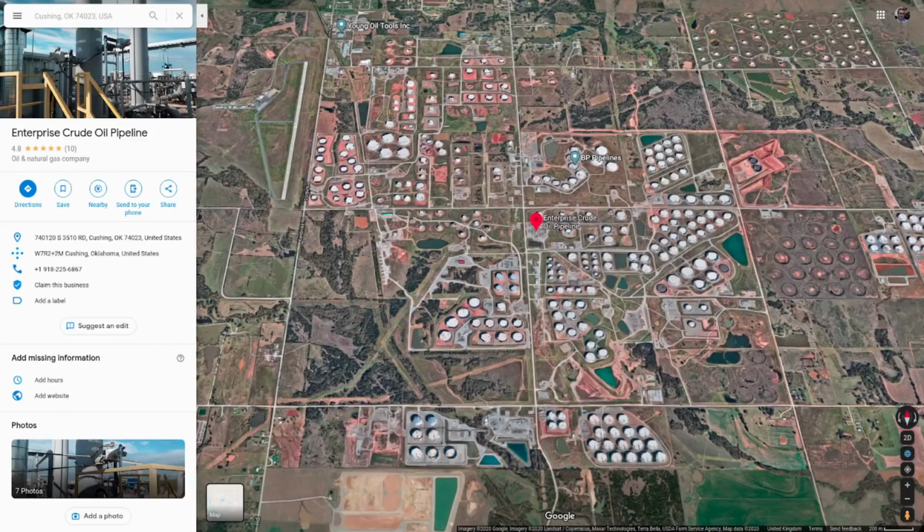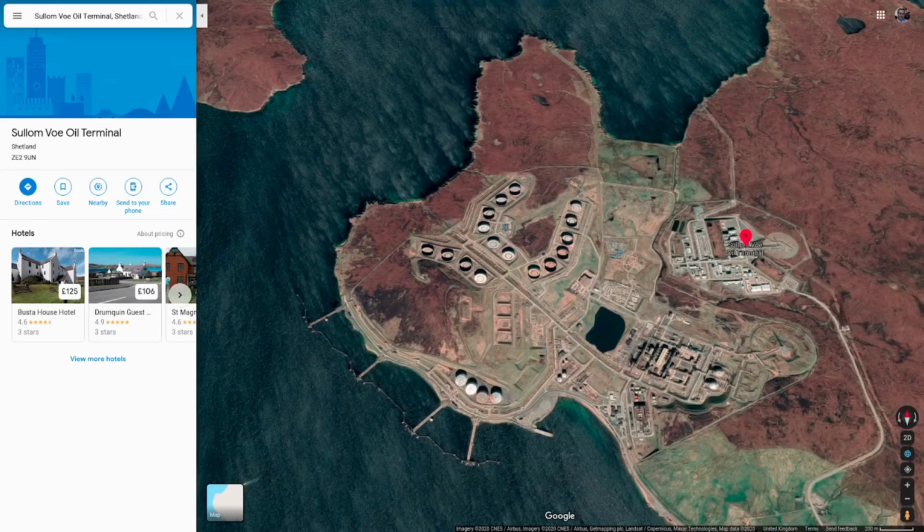The center of operations for US WTI is based in Cushing in Oklahoma. This is what it looks like in Google Maps, and these circular containers are the storage tanks. Whereas the center of operations for Brent is the Sullom Voe oil terminal in Shetland.